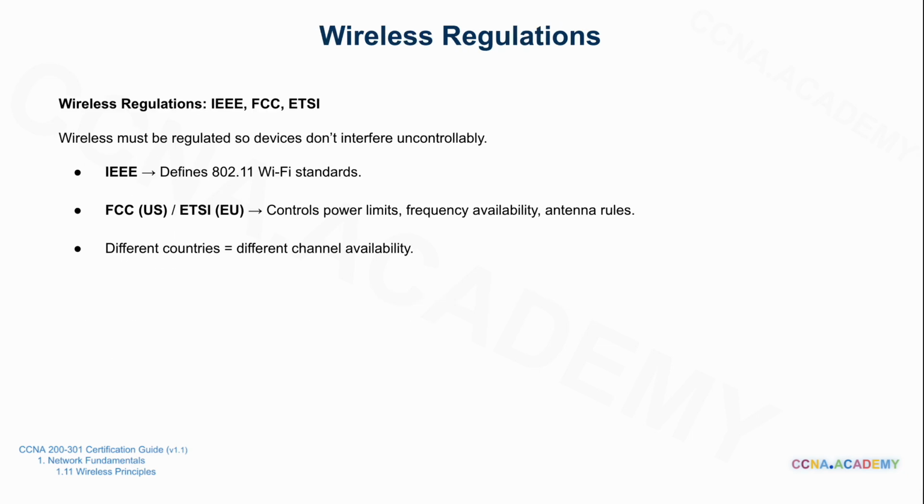Wireless standards are defined by IEEE, but power limits and frequency access are regulated by FCC, ETSI, and other regional bodies. These rules prevent interference and ensure devices operate safely. Depending on your country, some Wi-Fi channels may be restricted or require additional measures like DFS. Always consider regulatory requirements when designing or deploying wireless networks.